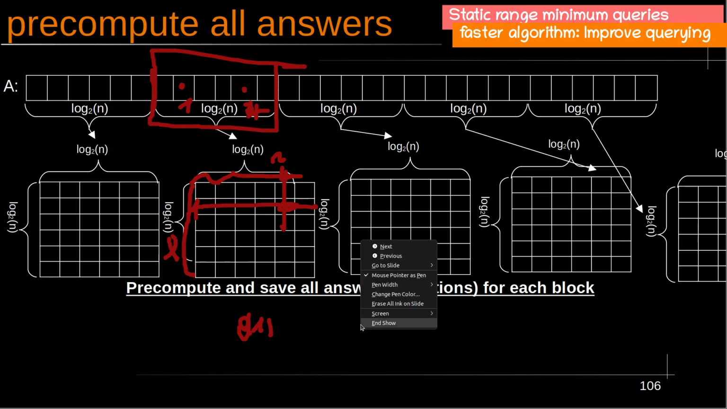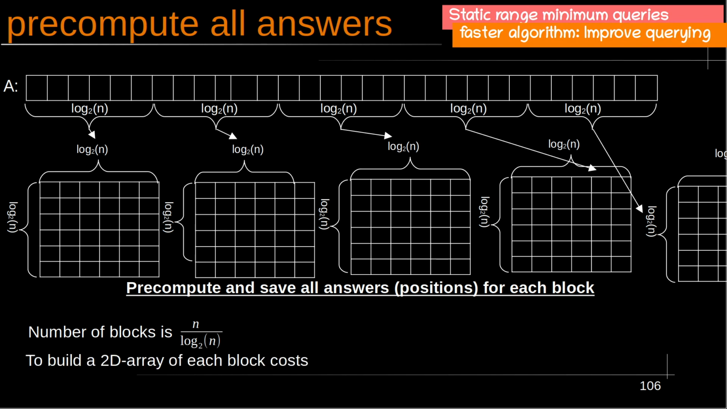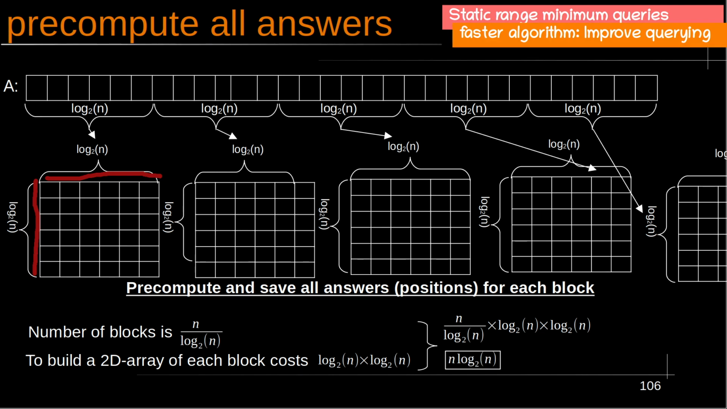Let's see what's the time complexity of this preprocessing. The number of blocks is n over log base 2 of n. And the size of each block is log base 2 of n times log base 2 of n. What's the size? The size of this array is the size of the block here, this times this. So the whole time complexity, we can compute it very quickly, is n log base 2 of n.